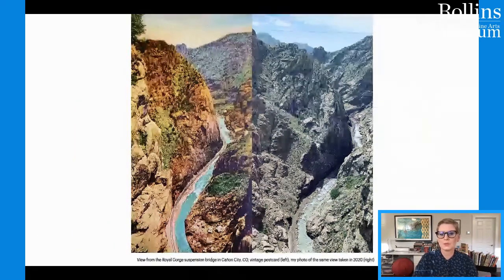So this is a more recent image that I created. Actually in 2020, I visited the Royal Gorge in Colorado, Canyon City, Colorado.